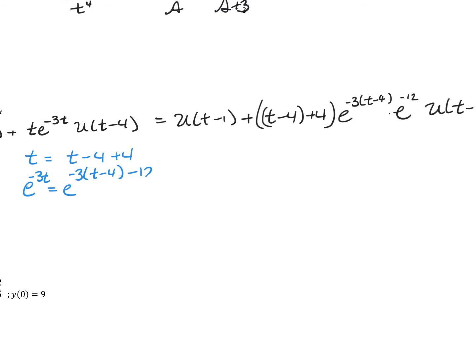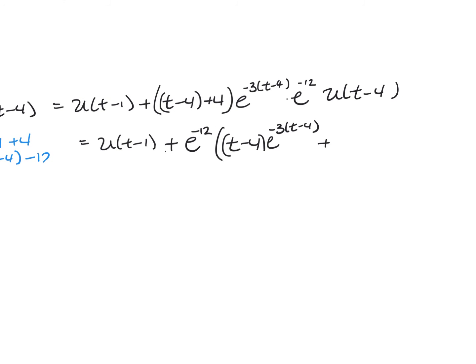Let me just erase this. And so I'm going to rewrite this as u of t minus 1. That's cool. I'm going to distribute, actually, that's not a parenthesis, that should be a plus. I'm going to distribute, but first I'm going to write e raised to the negative 12 out front because that's just a numeric value. So that's going to be just a multiplier. And then I'm going to have t minus 4 multiplied by e raised to the negative 3 t minus 4.